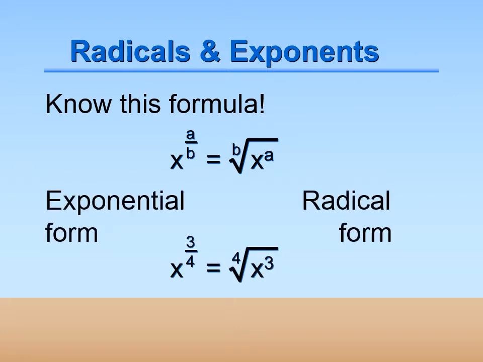The numerator stays with the base inside the radical, and the denominator moves out of the way into the index. Let's see an example of this. We have x to the 3/4. If we want to put that into radical form, we need to get rid of the denominator. So the denominator, the 4, is going to go into the index. And then it's going to become x cubed inside the root.